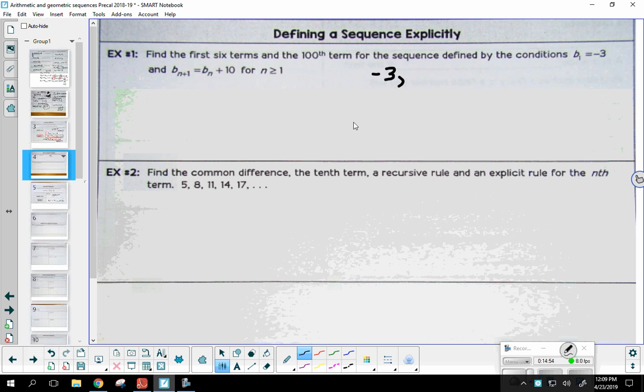Now, this right here, it says b sub n plus 1 equals b sub n plus 10. That's a recursive formula. So in order to find the second term, I would need to know the first. In order to find the third, I would need to know the second. Okay, so let me show you what I mean. Let's say I want the second term. Okay, so I'm going to go ahead and plug in what for n.